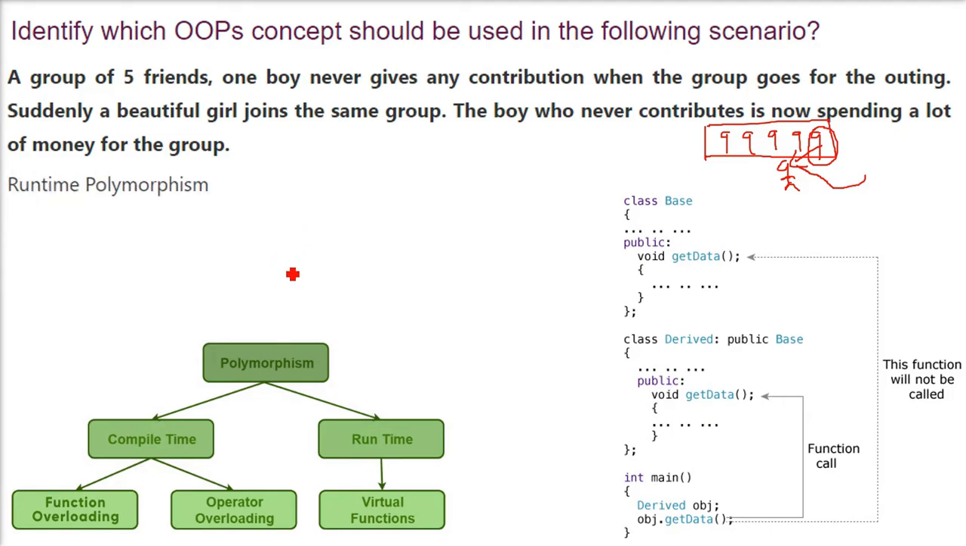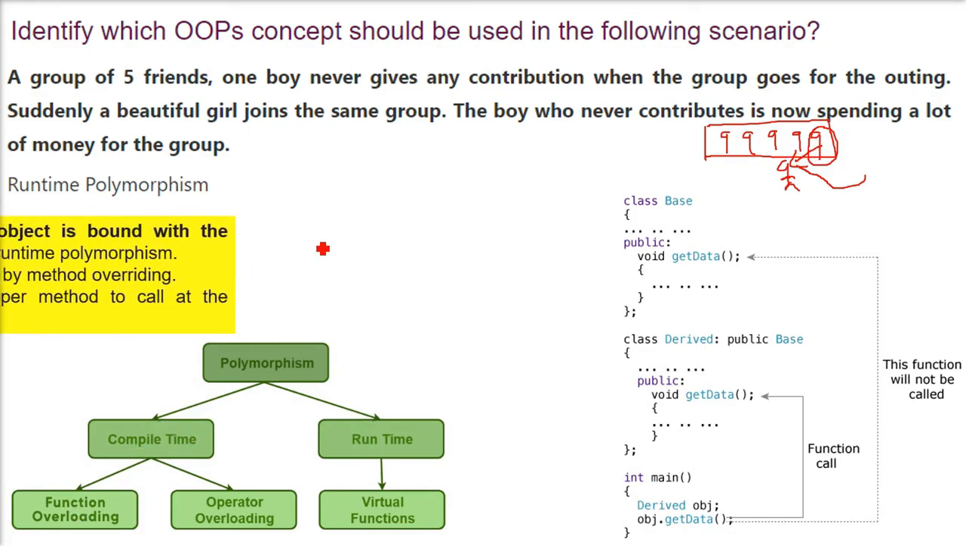Runtime polymorphism is, you can say, late binding. That is, it is not compile time or early binding. It is late binding that we implement using virtual functions. We also implement it using function overriding. I'll give an example also. But one thing is, he never gave money, but when the girl came, he was so excited. At runtime, he started paying money.